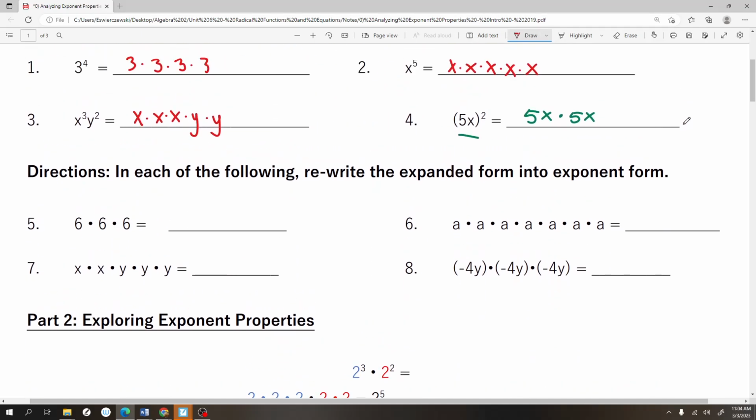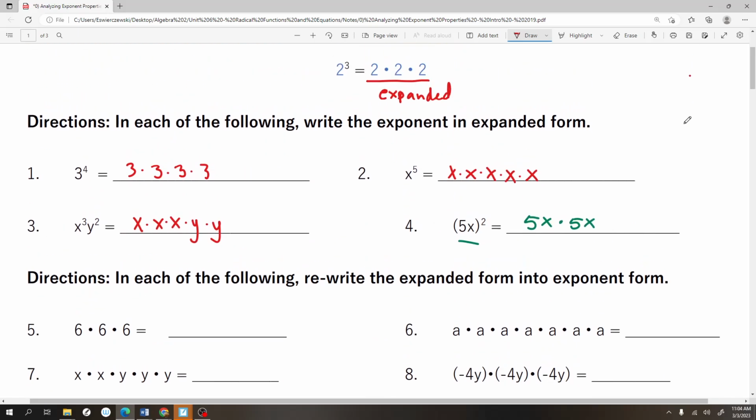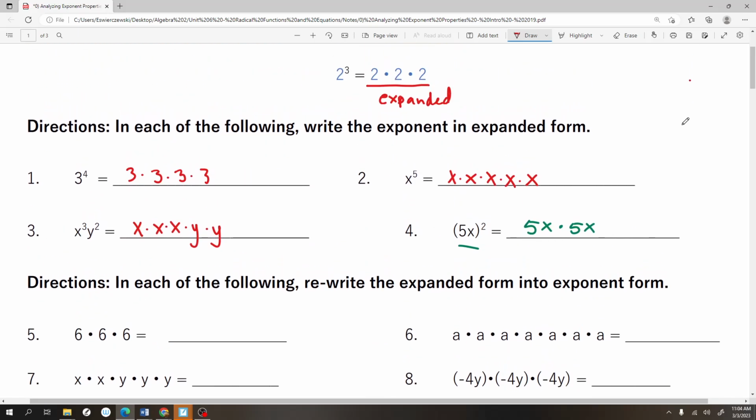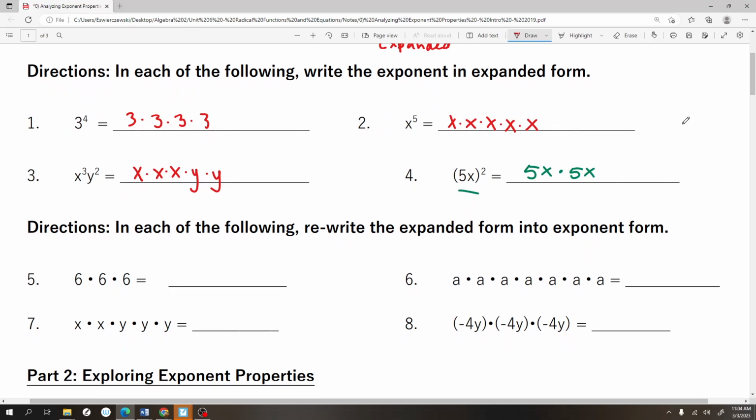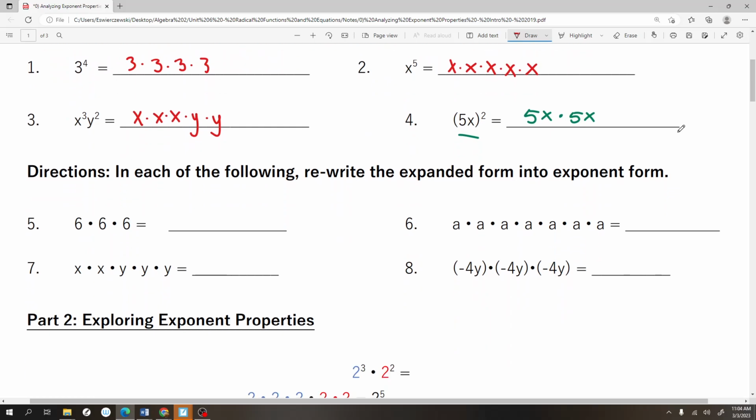Now we're going to be doing the opposite. We're going to be taking an expression that is in expanded form, and we're going to be writing it as an exponent. 6 times 6 times 6. Mr. Hernandez, what would that be? 6 to the 3rd power. 6 to the 3rd power. Oh, yeah. 36 times 6. Yeah, I don't know what that is. 216. But it was asking us to put it as an exponent, so we don't even care.